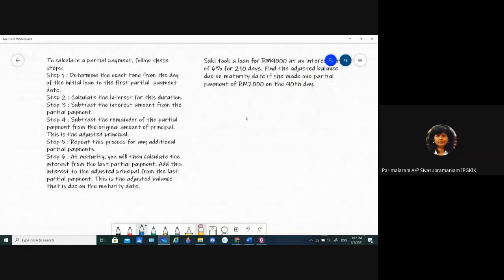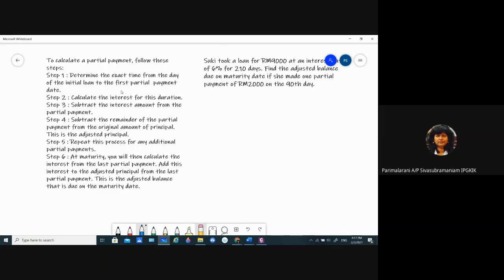Okay. Partial payment. What is partial payment? Say you borrow 1,000 ringgit from the bank for 1 year. Interest rate is 10%. So that means actually you must pay back 1,100, right? So this 1,100, you can pay it back.